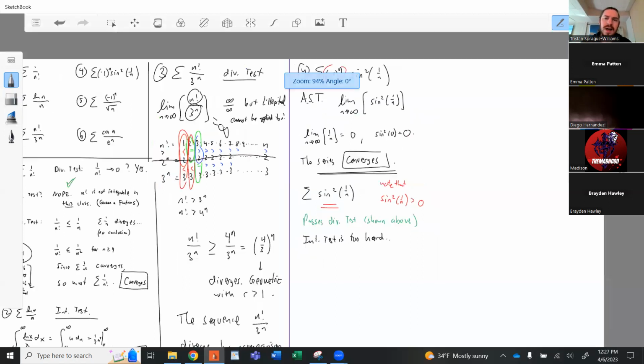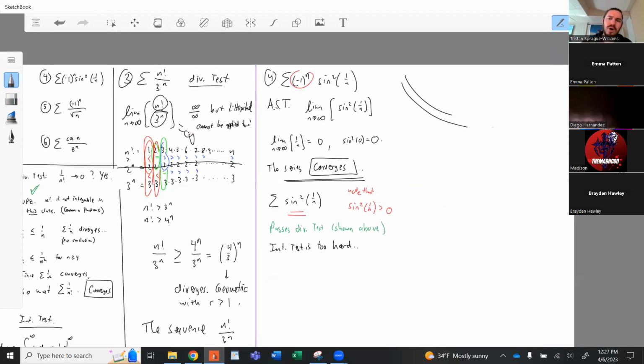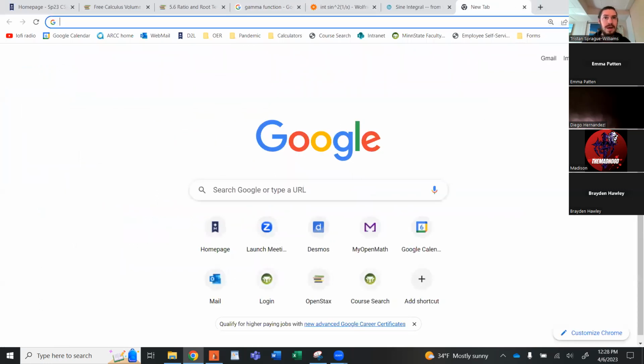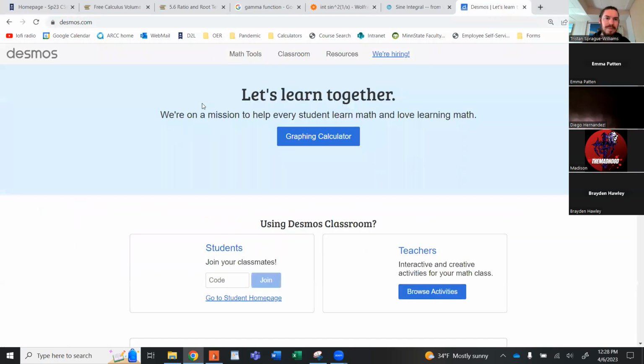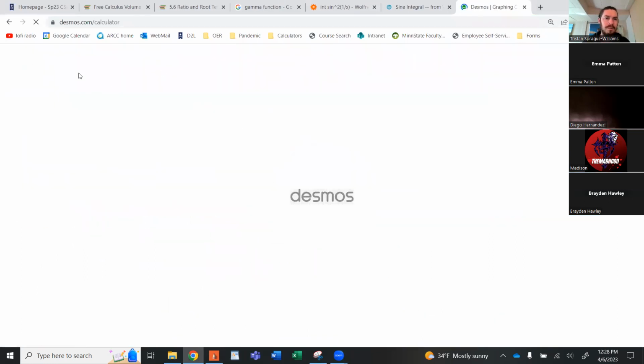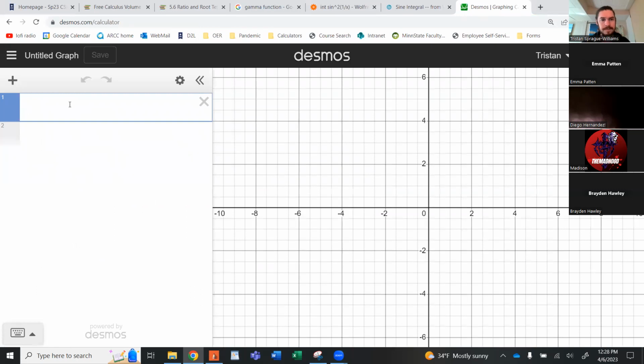But the original comparison test is only valid if they both have to be decreasing, and sine squared is decreasing, but cosine squared is increasing. The sine squared of 1 over n looks like that, and cosine squared of 1 over n looks more like that. So I think that makes it an invalid thing to compare to. But limit comparison might be more effective. Yeah, let's consider limit comparison.